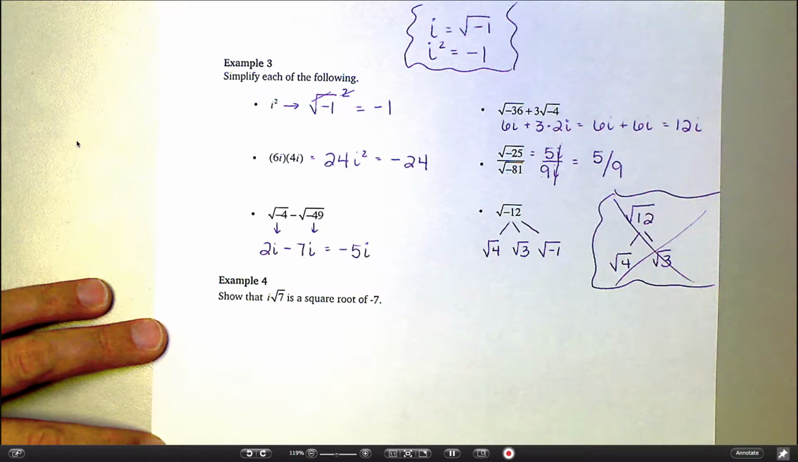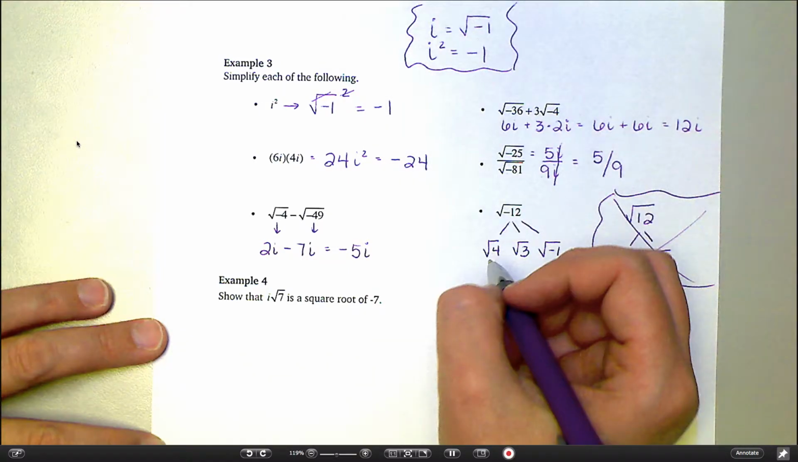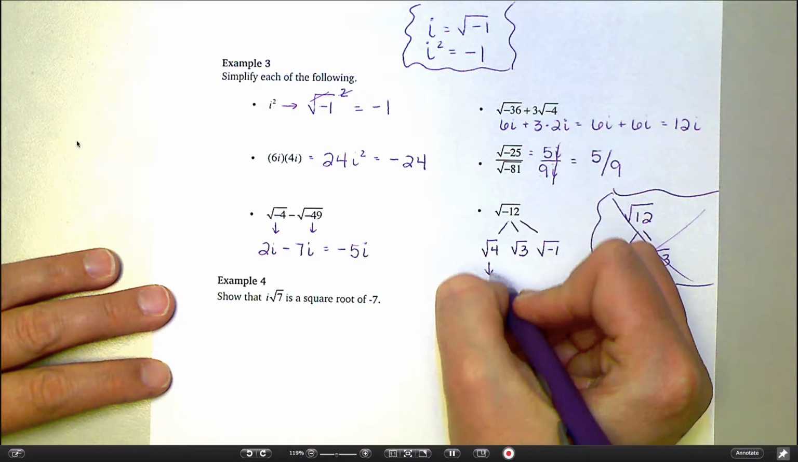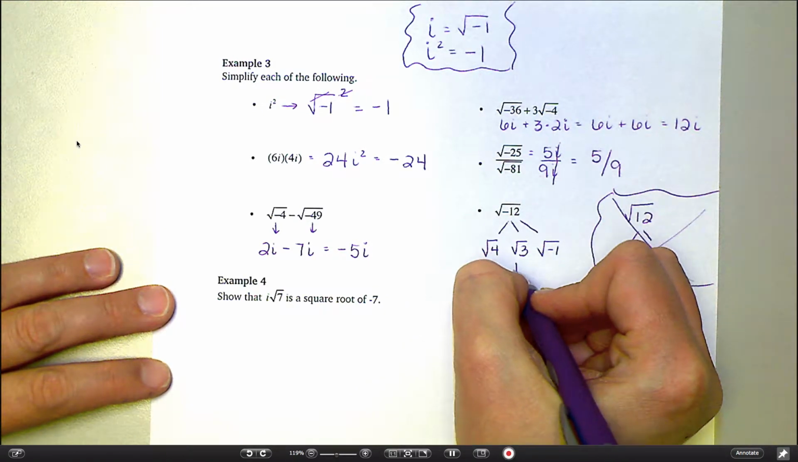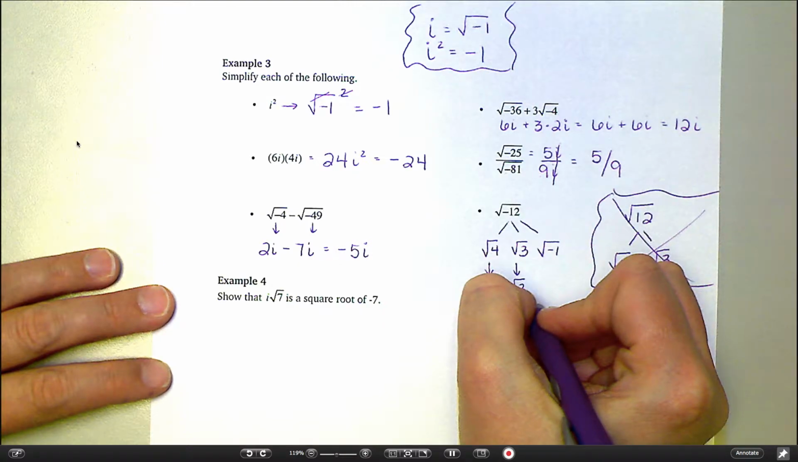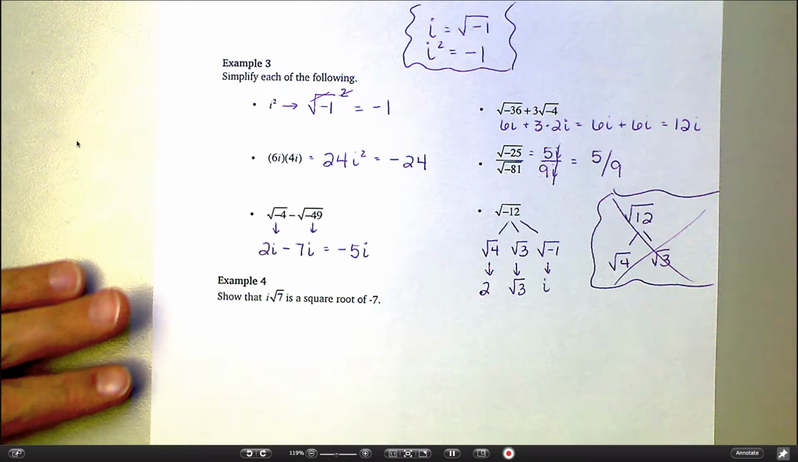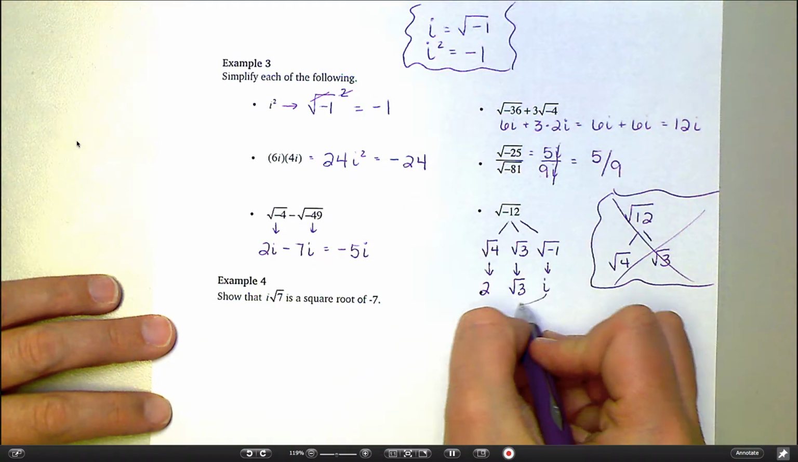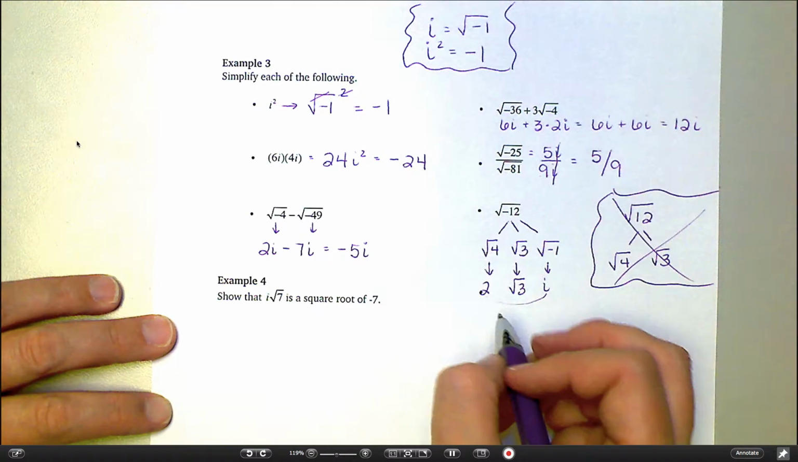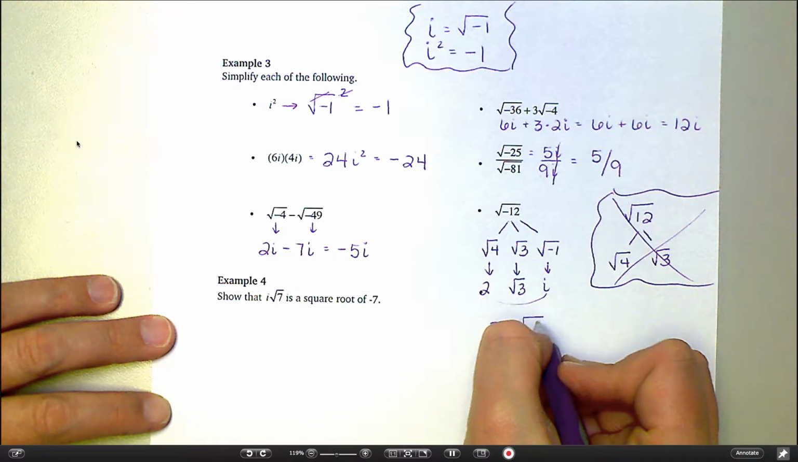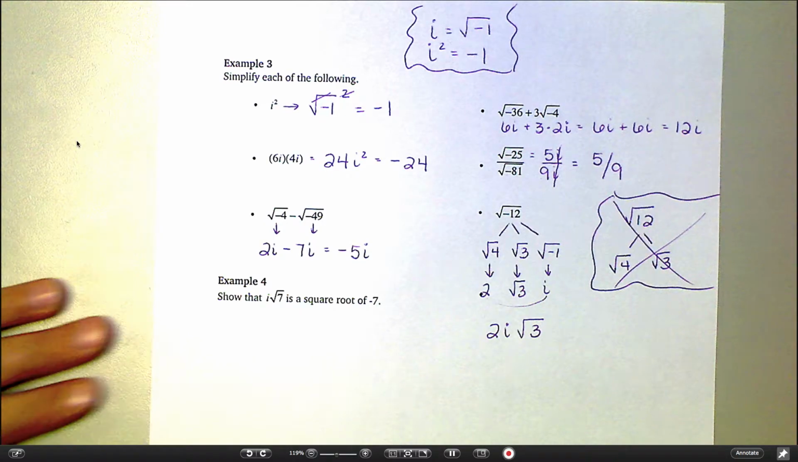Now I can translate piece by piece. It's going to come out a little bit out of order, but that's okay. Square root of 4 is just 2. Square root of 3 I can't do anything with. And then square root of negative 1 is i. Now, the best way to write this would be to take that i and attach it directly to the 2. So it should look like this, 2i square root of 3, okay?